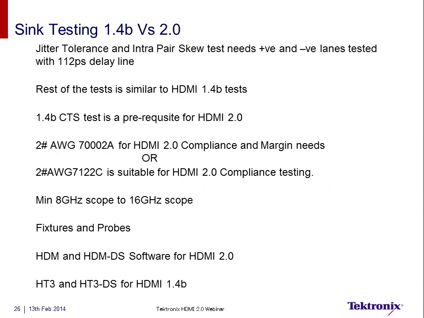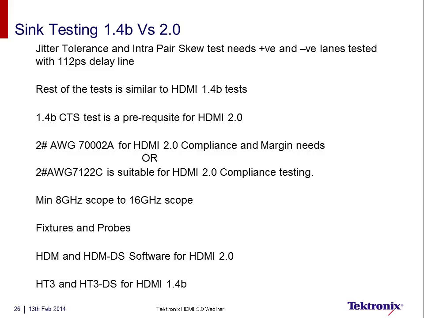Now let's look at the difference in the test methodology between 1.4b and 2.0 for sync tests. The major difference is in the sync jitter tolerance test and the intra-pair skew test, which now needs a 112 picosecond delay line to be first applied on the positive leg of the differential pair. The tests are performed, then these 112 picosecond delay lines are manually moved to the negative lane, and the test is performed to its completion.